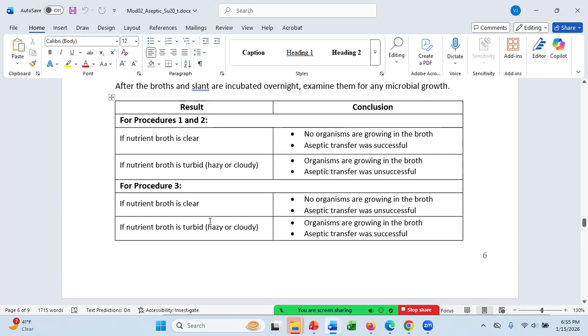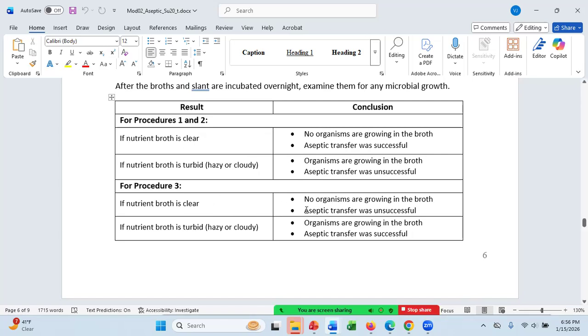So for procedure 3, if the nutrient broth is clear, then no organisms are growing in the broth and aseptic transfer was unsuccessful. Why, if the nutrient broth is clear for procedure 3, are we saying aseptic transfer was unsuccessful? With procedures 1 and 2, if the nutrient broth is clear, we were saying aseptic transfer was successful. Why the difference? Anyone? Anyone have a guess? Because you're trying to isolate that one specific bacteria. Yeah, for procedure 3.